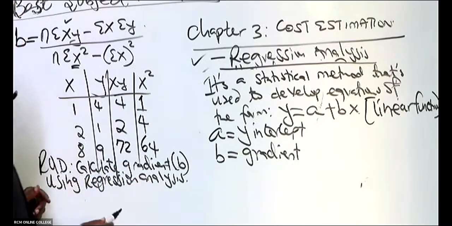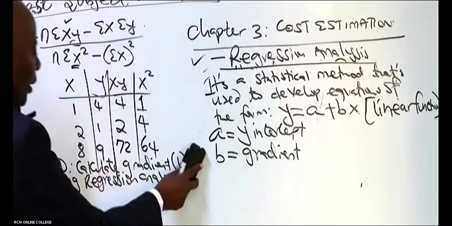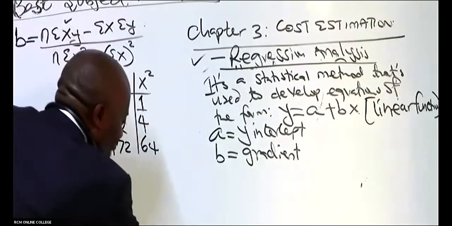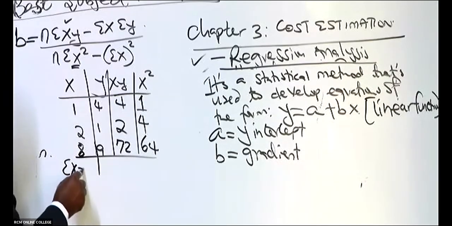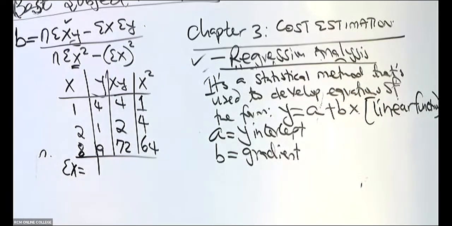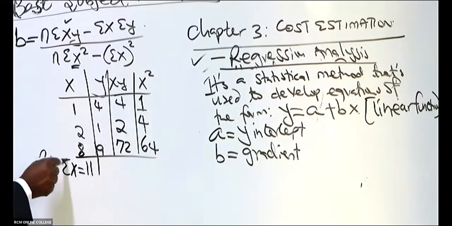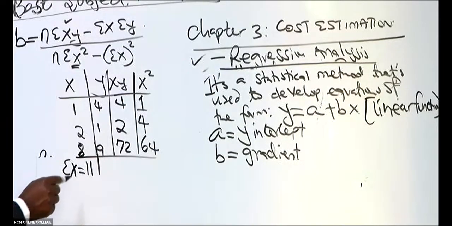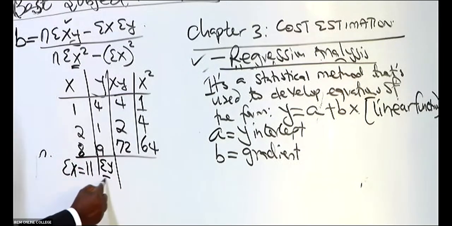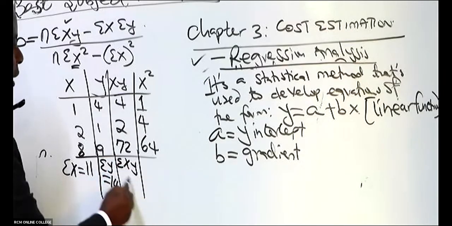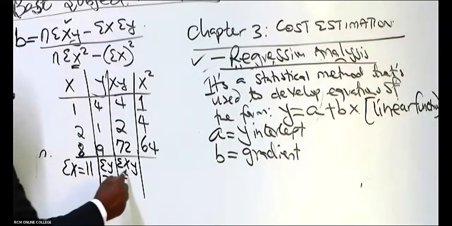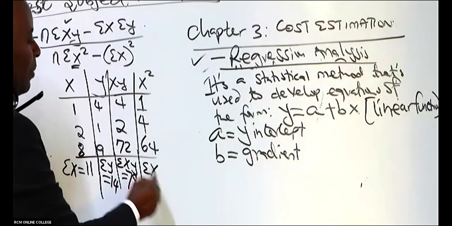Now remember, at the end of the day, we want the sums. We want the sigmas. So please start by giving me the summation of X. Summation of X is 11. How about summation of Y? 14. Thank you so much. How about summation of XY? 78. How about summation of X squared? You add all this.